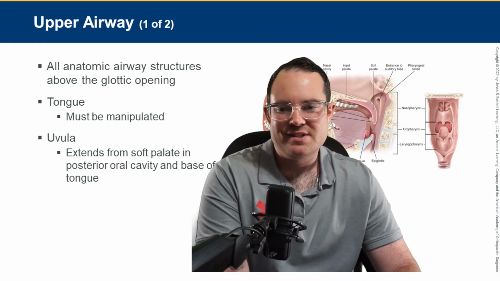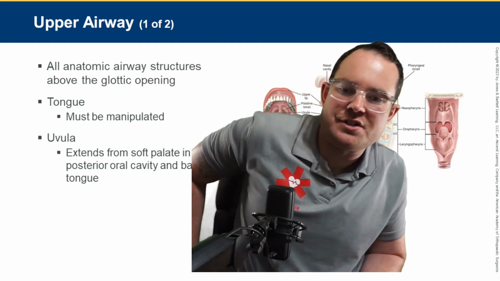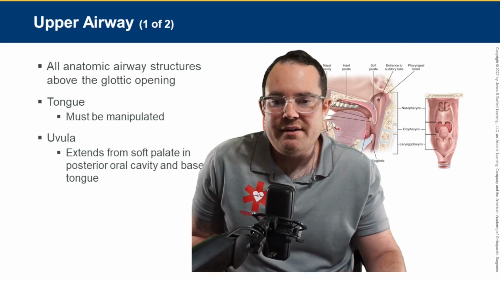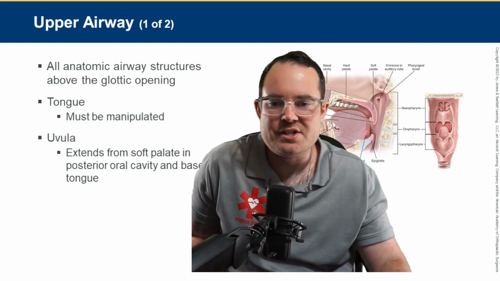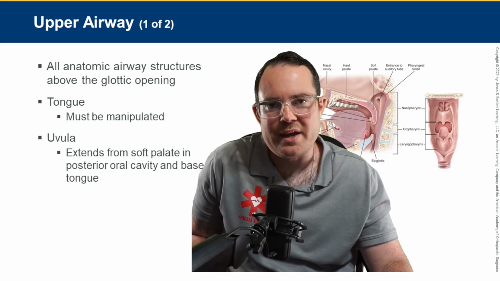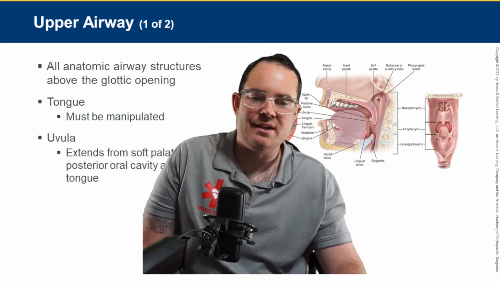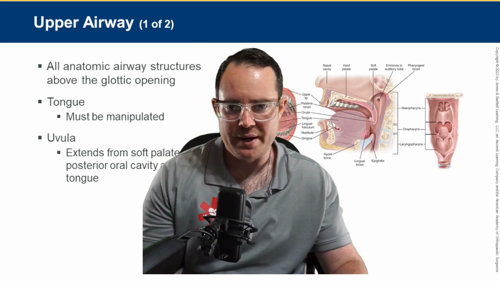Okay. Saying all anatomic airway structures above the glottic opening, which is located in the larynx, right? Anything that is above that glottic opening is known as an upper airway. Please know that. Anything that's above the glottic opening is upper airway.